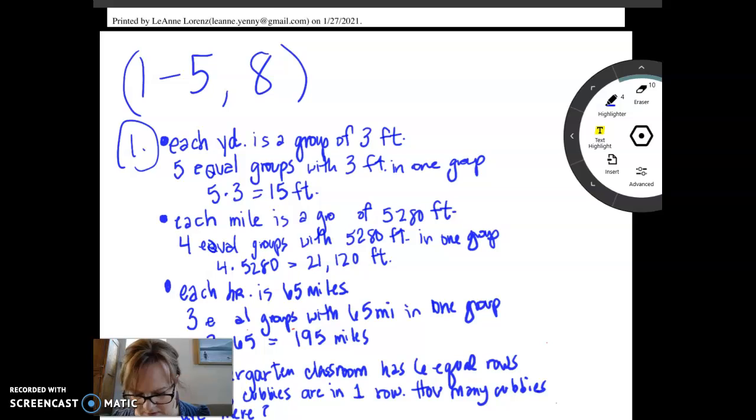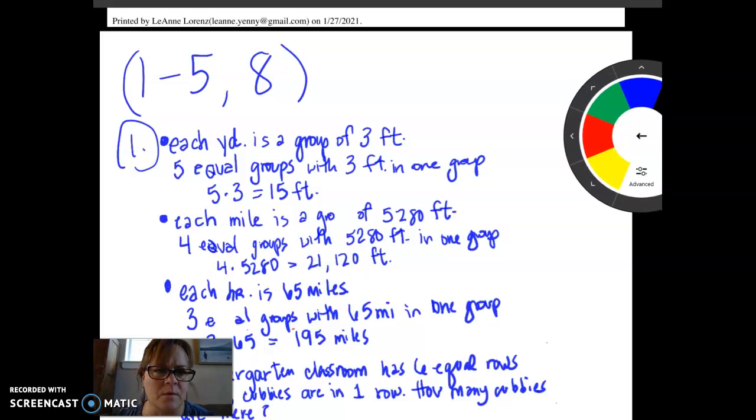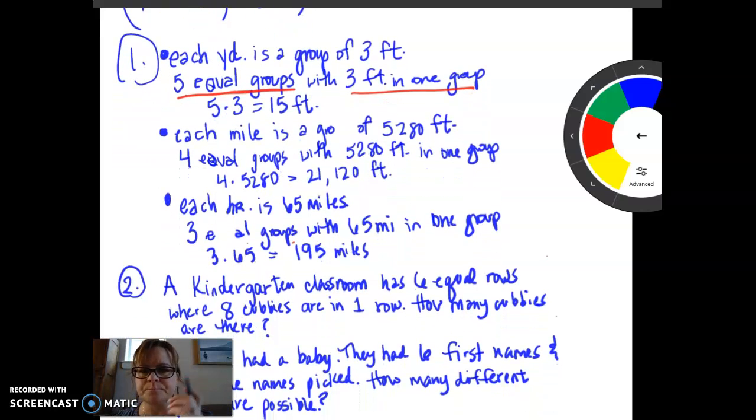So in the first one, we had that there are 3 feet in a yard, and if a rug is 5 yards long, how long is it in feet? Well, we're going to view our yards as groups and our feet as objects. And so each yard is a group of 3 feet. Let me get my pen going here. And so we have 5 equal groups with 3 feet in one group. So by definition of multiplication, we can simply do 5 times 3 equals 15.